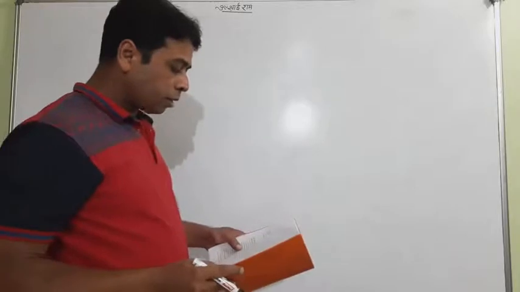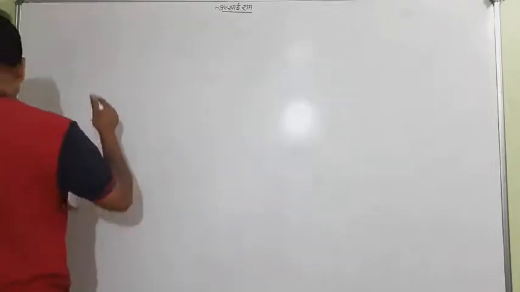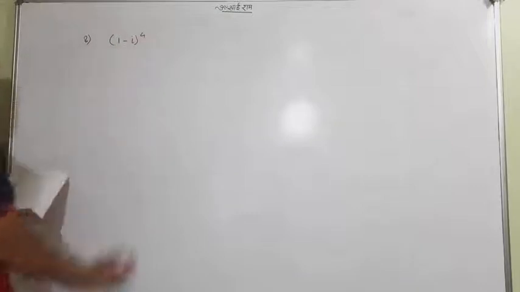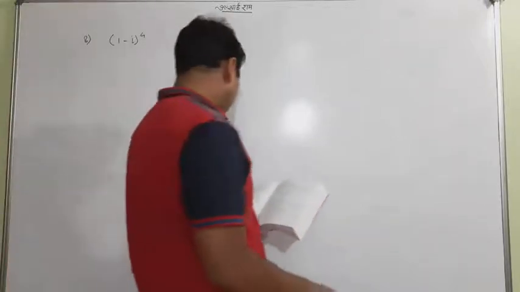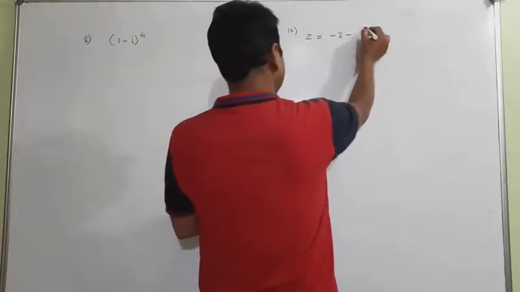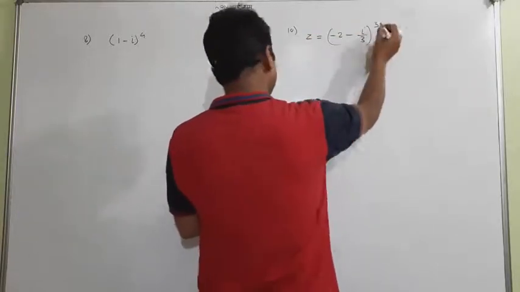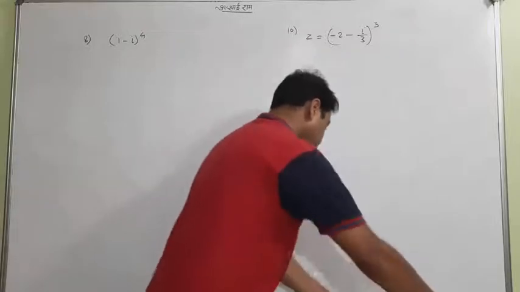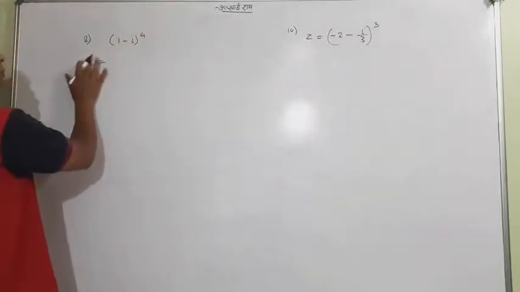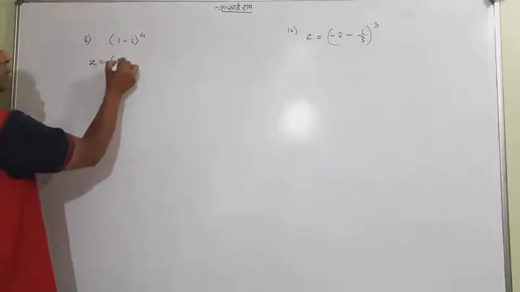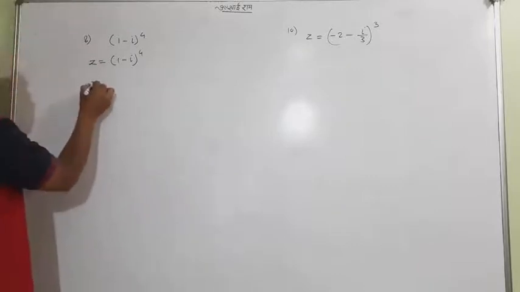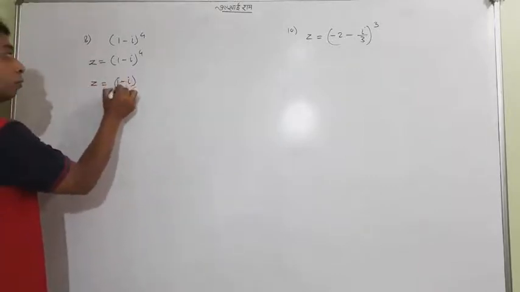Suppose you are doing question number 8: 1 minus i to the power 4. And some more questions. Suppose in question 10 you are doing minus 2 minus i by 3 whole cube. So okay, two questions I'm telling you. This is z equal to 1 minus i to the power 4. How to do this question? Let me explain something. This is a very better way I am telling you.